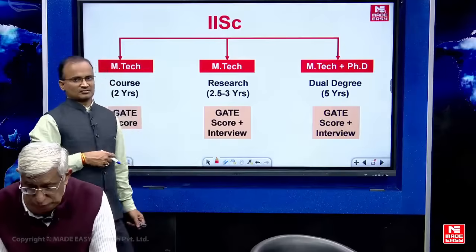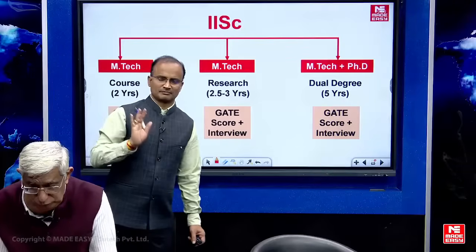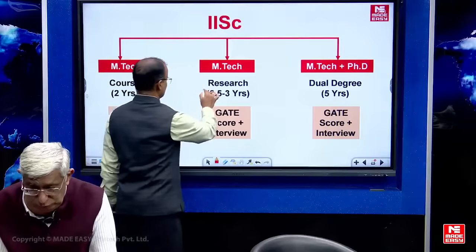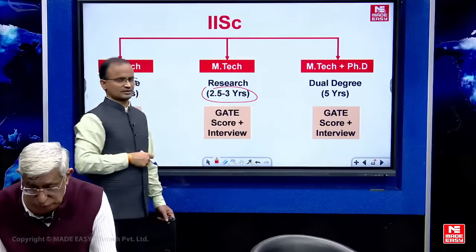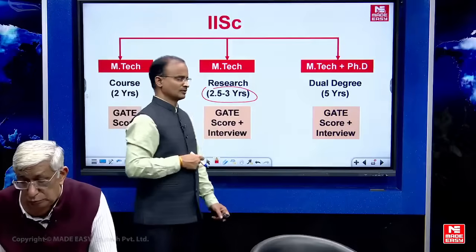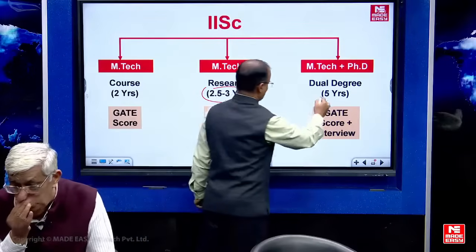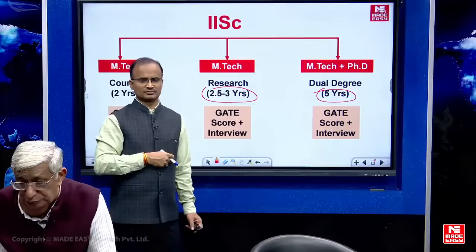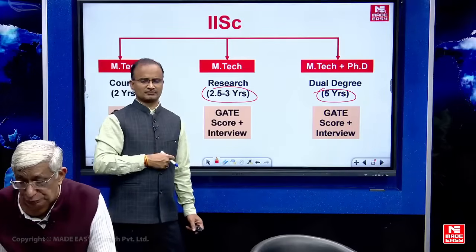Previously already concluded, here also the same thing. M.Tech duration is approximately 2 years. But if you come to MS, sir, it may go to approximately 2.5 to 3 years. For the MS, you have to appear for an interview also. Again, for the dual degree also you have to face the interview, both GATE score as well as the interview. You get the M.Tech followed by PhD.